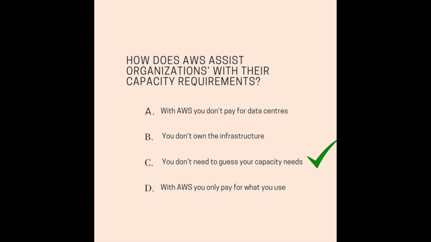Question 3. Answer is you don't need to guess your capacity needs. All of these statements are true. However, the question is specifically asking how AWS can assist with capacity requirements. I.e. how does AWS enable organizations to ensure they don't over or under provision their resources? The ability to scale on demand is the key advantage that can help them here, as they can deploy what they know they need today and scale it as they need to tomorrow.